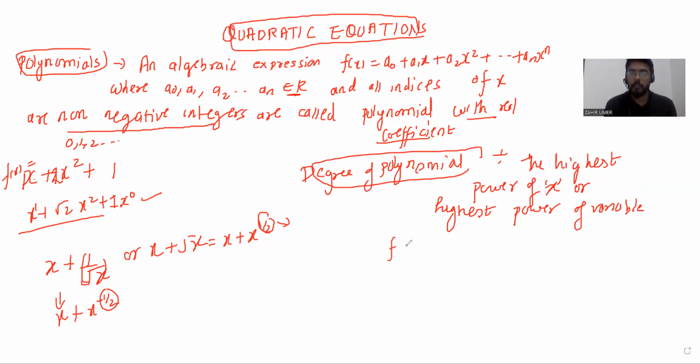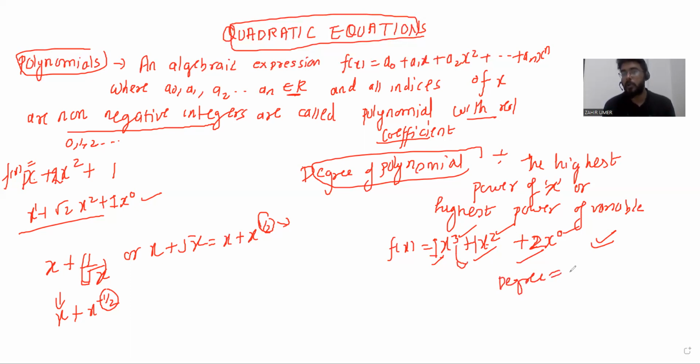Suppose f(x) = x³ + x² + 2. Clearly it is a polynomial. First we have to check whether the given expression is a polynomial or not. The coefficient of x³ is a real number, the coefficient of x² is a real number, the index of x is 3, which is a non-negative integer, the index of x is 2, which is a non-negative integer, and the constant 2 means 2x to the power 0, which is also a non-negative integer. So clearly it is a polynomial. To find its degree, we find the highest power of the variable x. In this expression the highest power is 3, so the degree of this polynomial is 3.